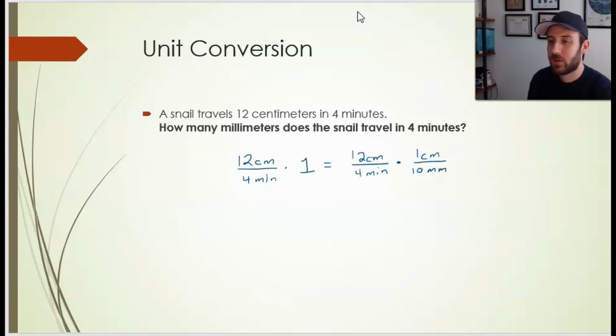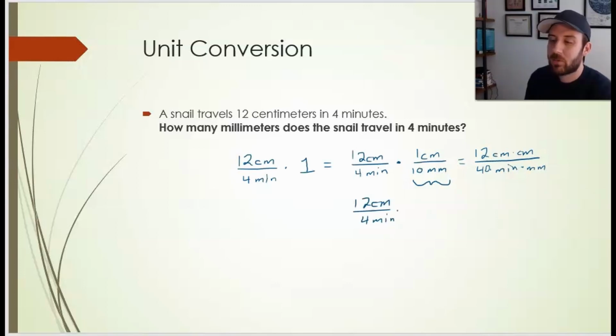This is true. There are 10 millimeters in 1 centimeter, so this is still a proper number 1. But recognize that if we multiply this straight across, we will get 12 times centimeters times centimeters. And on the denominator, we will get 4 times minutes times 10, so I guess I can make that 40, times millimeters. Well, there's nothing to cancel away here, so we're left with an answer that is true, but not in our desired form.